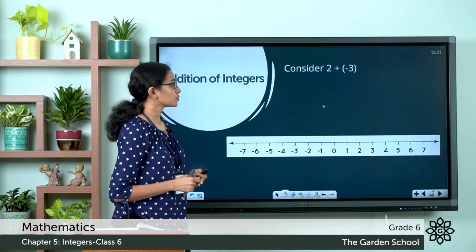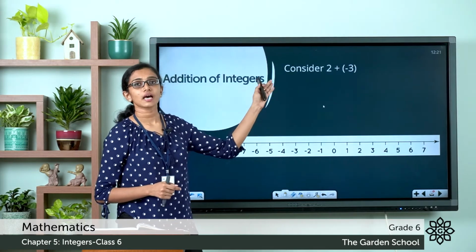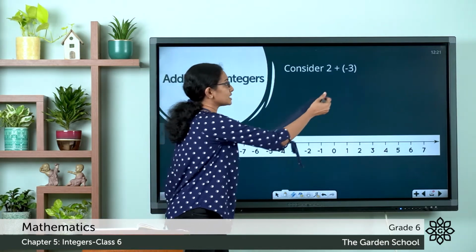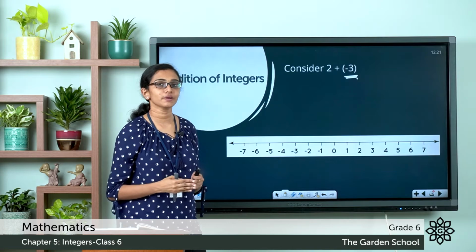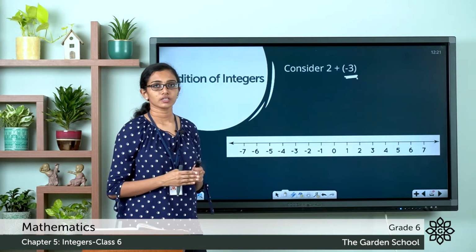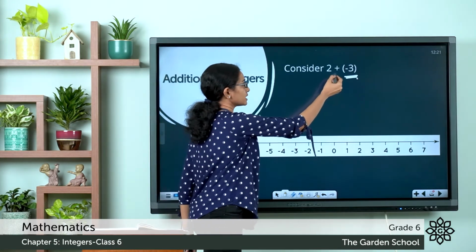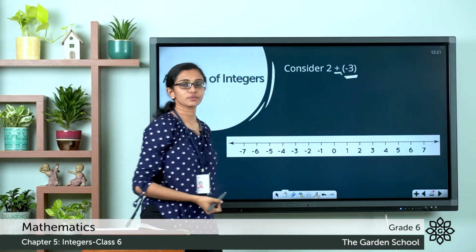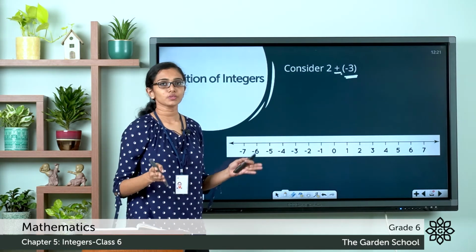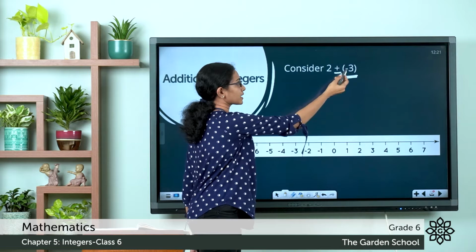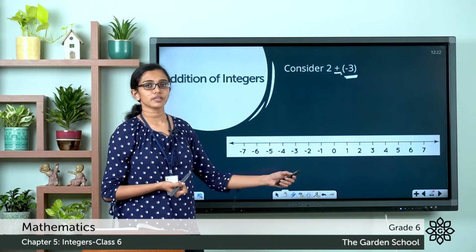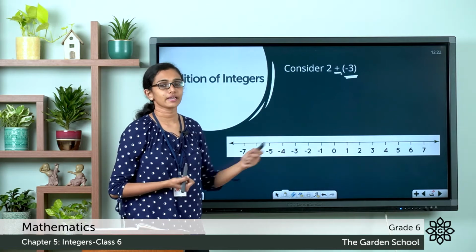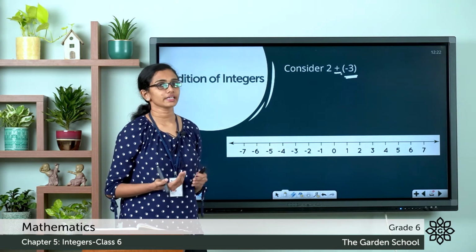So here we are going to add 2 plus minus 3. Here the integer 3 is negative, so it has a minus symbol written before it. So as not to get confused between this addition symbol and the negative or the minus symbol, we have used brackets to enclose the negative integer minus 3. So this means 2 plus minus 3. So how do we do this addition?